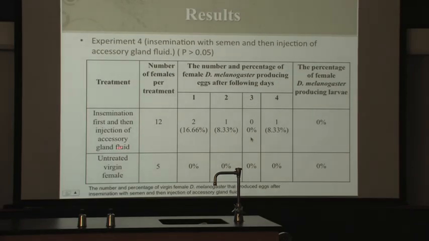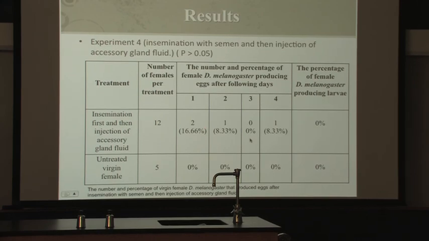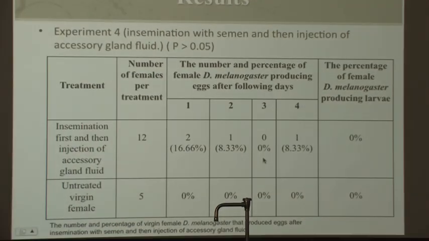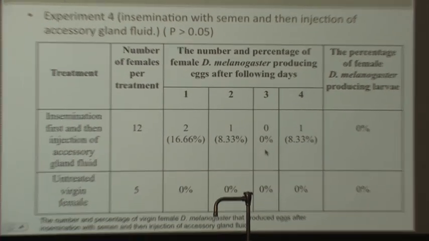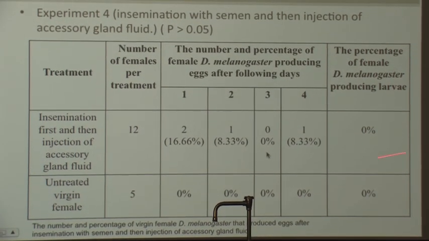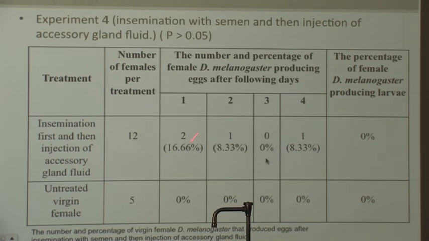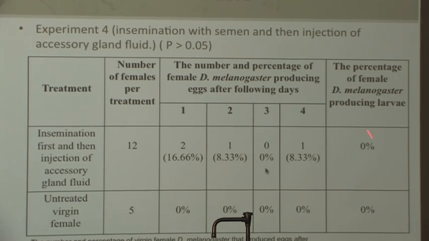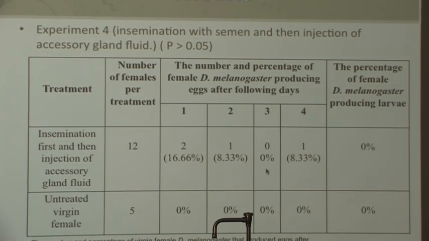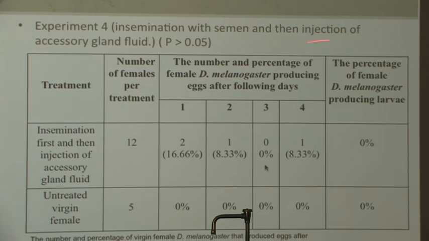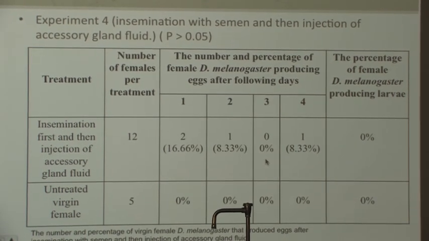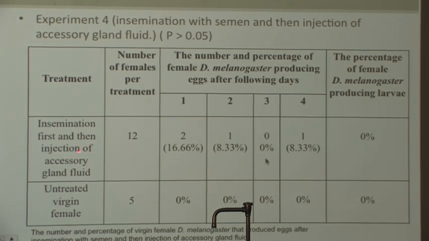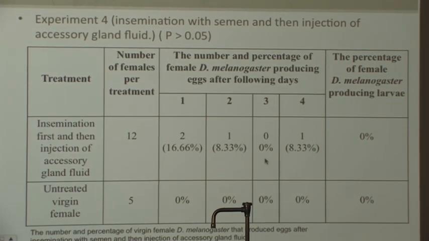This one also shows the percentage of virgin females producing offspring after insemination with semen first and then injection of the acid green fluid. These results show that even though they still can lay eggs, they also cannot produce any larvae. After the statistical analysis, they also show a p-value more than 0.05, meaning no significant difference compared with the control group.